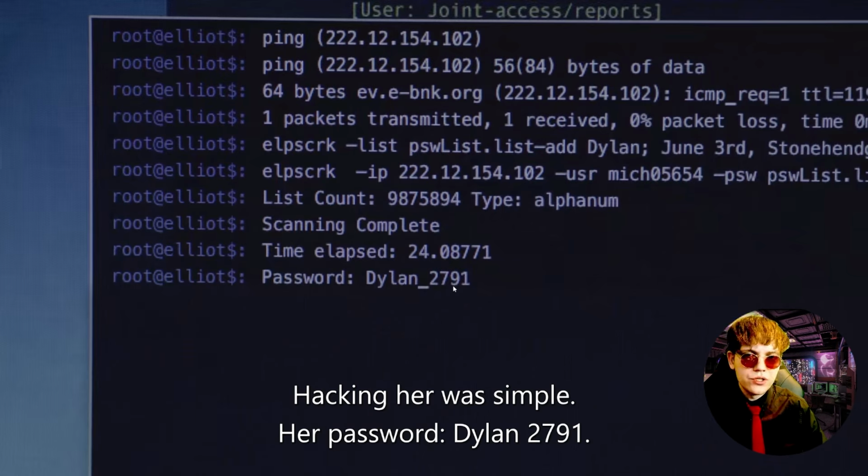Actually, ELPSearchK, let's call it that way, now exists, but was actually inspired by the Mr. Robot series. It's available on GitHub. I don't know how good it is as a tool.